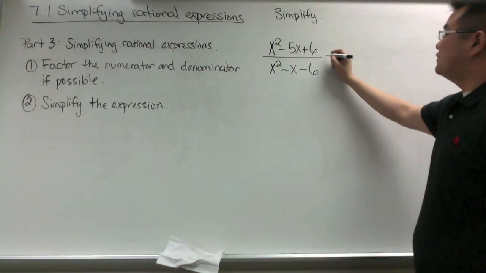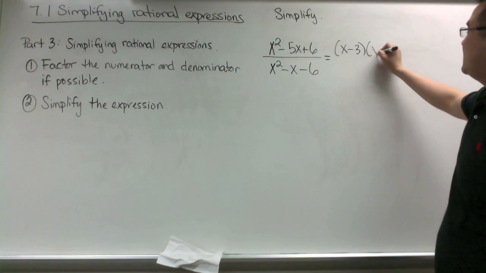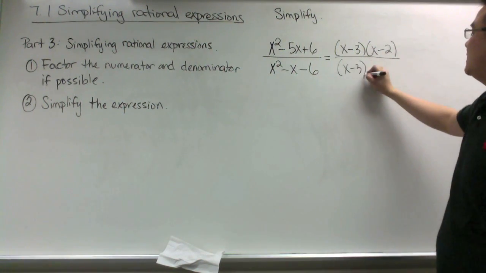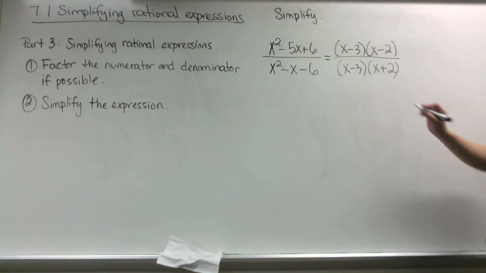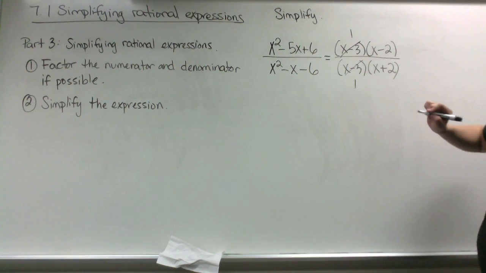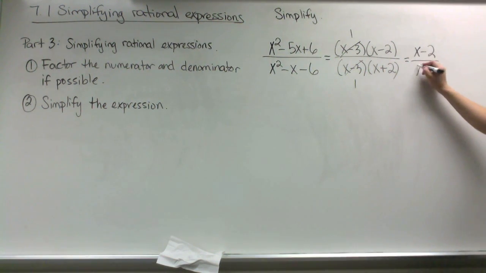Example, we have to factor the numerator and the denominator. The numerator factors to x minus 3, x minus 2. The denominator is x minus 3 and x plus 2. Then we're going to simplify the two binomials that are exactly the same. x minus 3 and x minus 3 divides out, and our final answer is x minus 2 over x plus 2.